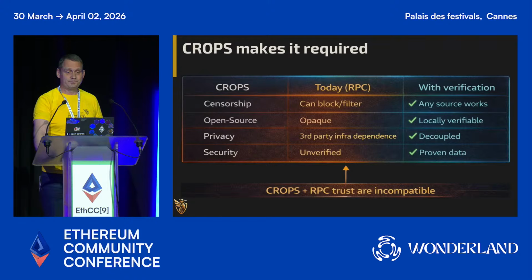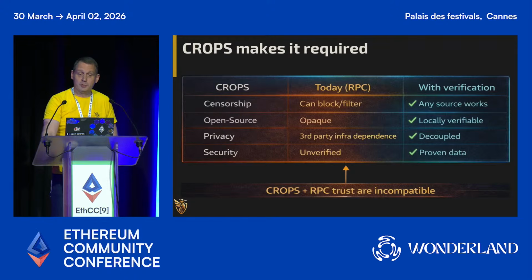Censorship resistance. Well, RPC providers, they can filter or block responses. Open source. Well, currently, users depend on infrastructure they don't control or verify. What about privacy? If all your reads go through a centralized endpoint, that exposes what users are doing. And security, the data is not verified. So the current access model violates CROPS on every level, and we all know it. And this is exactly why stateless verification fixes this.